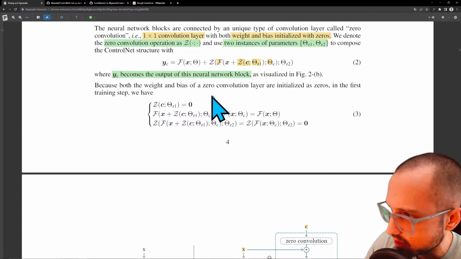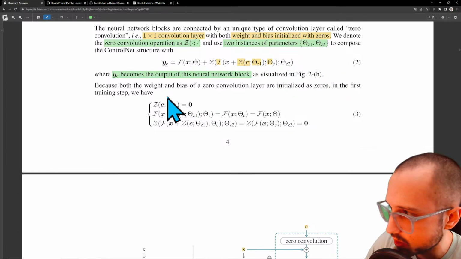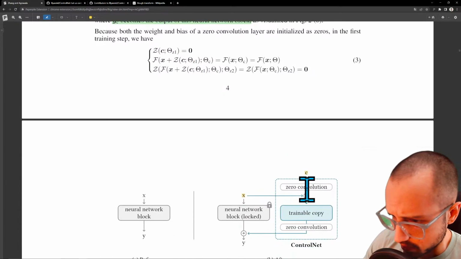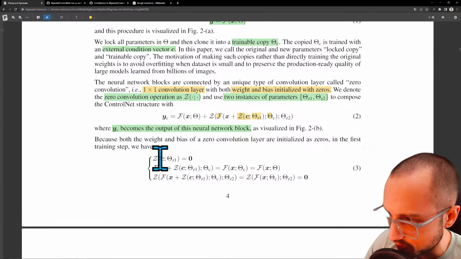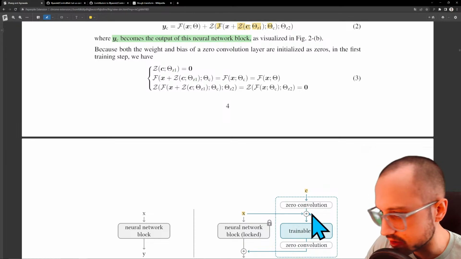Because both the weights and the biases of a zero convolution layer are initialized as zero, in the first training step we have... what they're saying here is that all the weights here, these theta Z1 weights, are all just zeros. So if you multiply anything by zero, you're just going to get zero. So you're basically going to have zero here.